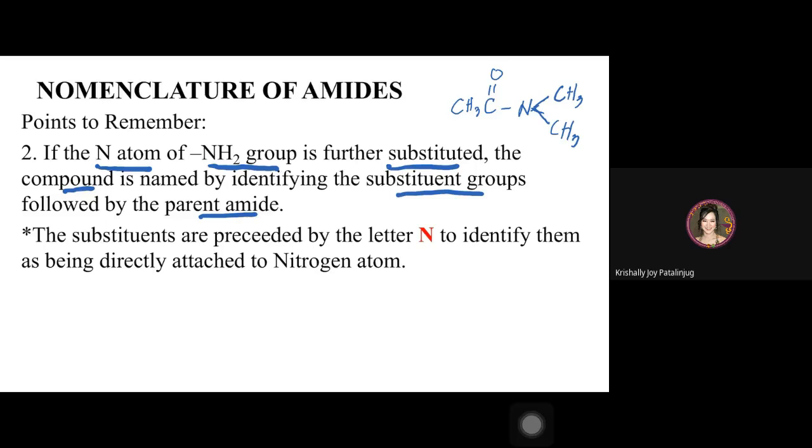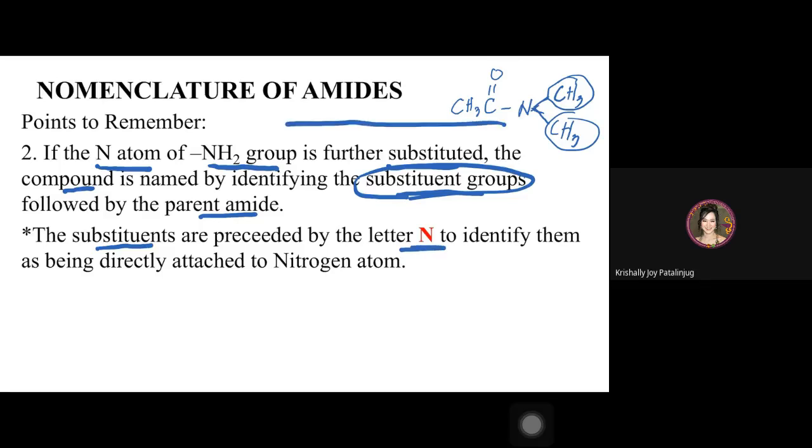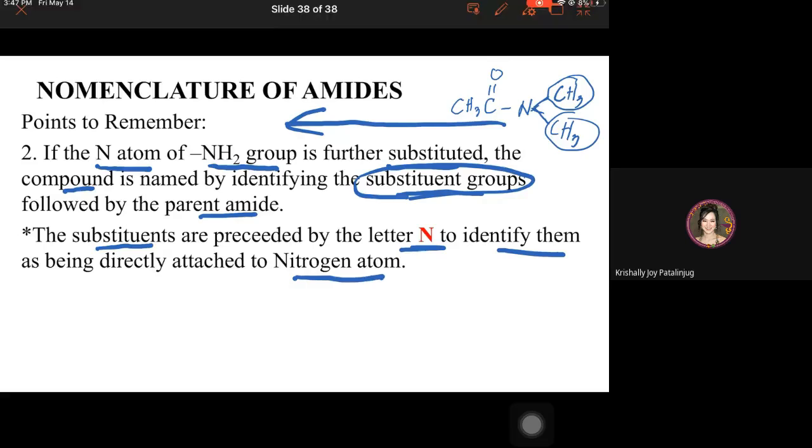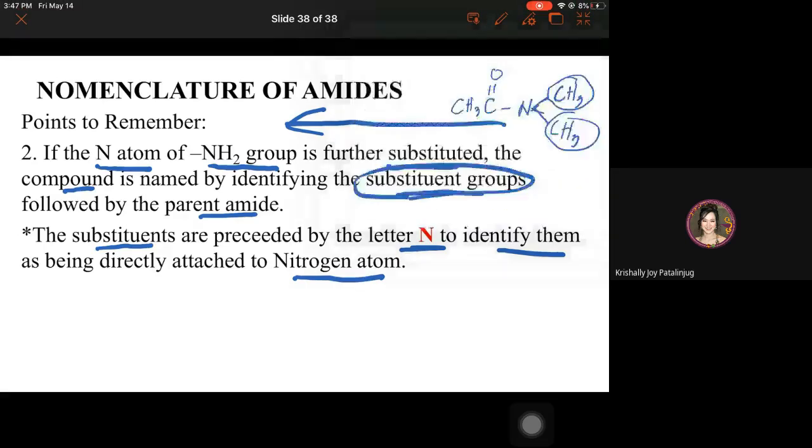So how to identify that substituents? Now, the substituents, when you identify them, they are preceded by the letter N. Dili 1-methyl, 1,1-dimethyl. Kay asa man sila naka-attach? Wala di ba sa parent chain? Naka-attach man sila sa nitrogen. So, ang ilang location is nitrogen. That's why they are preceded by letter N to identify them as being directly attached to nitrogen atom. Okay? So, mahimo siya N-methyl, N-ethyl, etc.